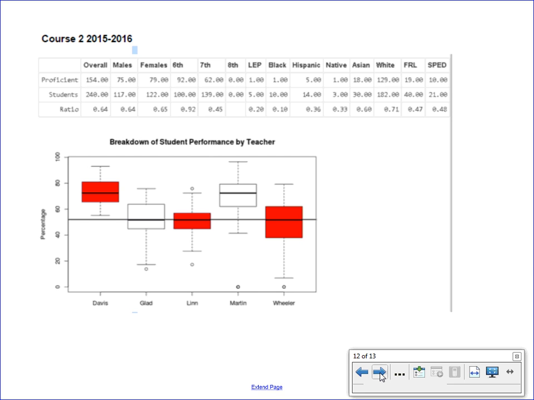Now we're off to Mike Larson. He's going to talk about the other middle school math classes.